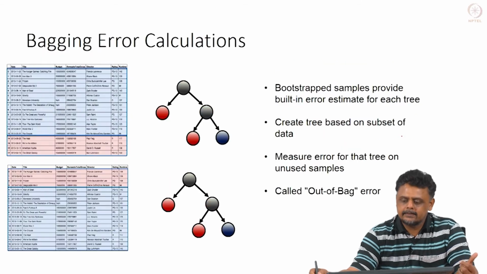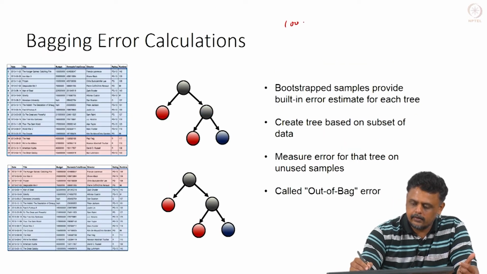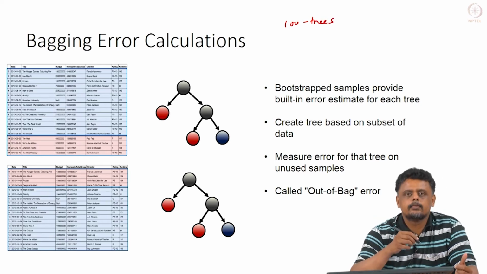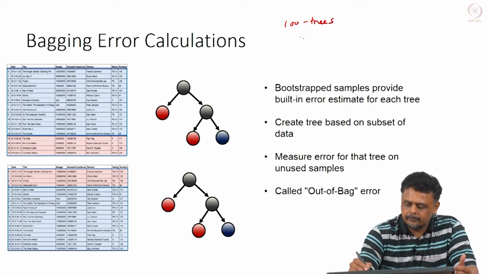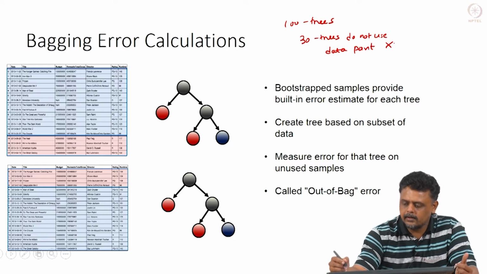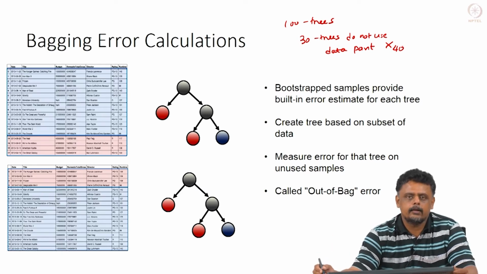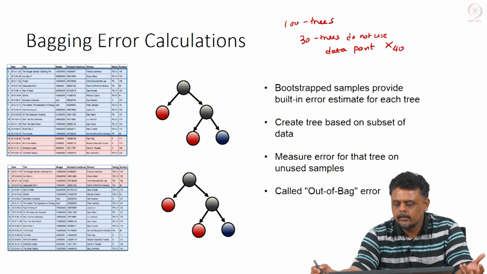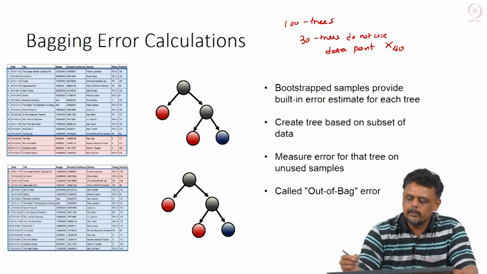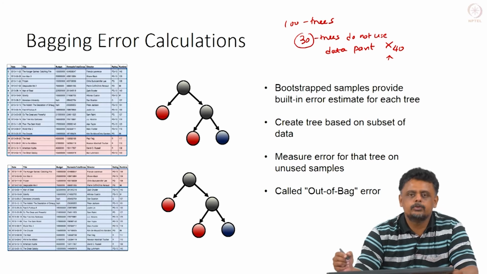So, let us say you have about 100 trees, right. Let us say 30 trees do not use some data point, I will call it x 40 or something. So, let us say you have 120 data points. x subscript 40 is one data point, and 30 of those trees do not use that. So, then you will evaluate the error on x 40 on those 30 trees individually and average them.